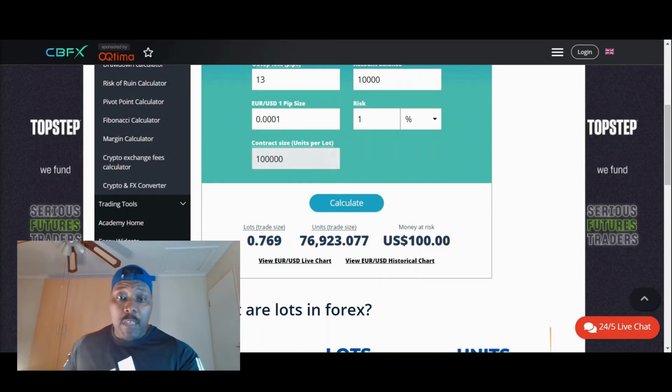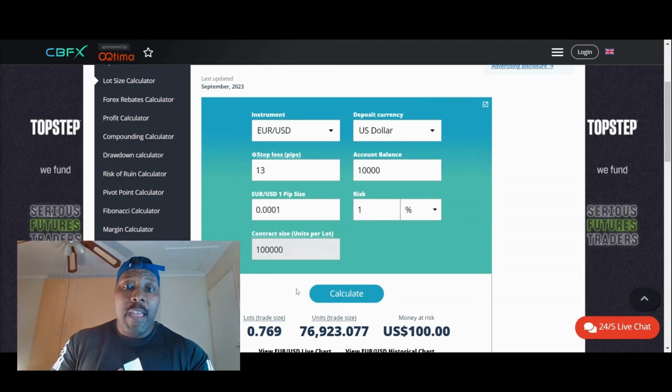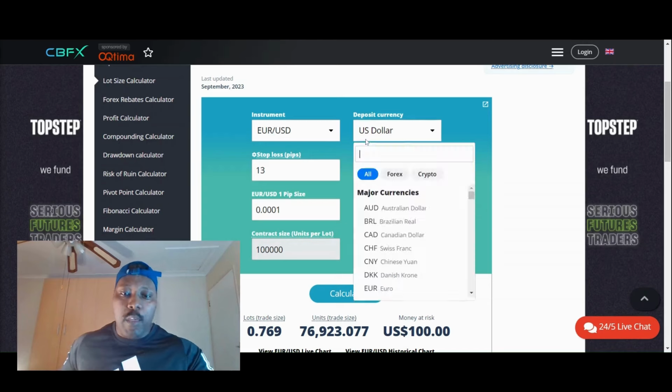So you can see on a 13 pip stop loss on a $10,000 account, you're going to use a 0.76 or round it up to 0.77 lot size. If you hit stop loss on this trade, you're going to lose $100, which is 1% of the total account. And you can do this for any pair at all. You can also do this if you're trading personal funds, and let's say you are trading in South African rands.